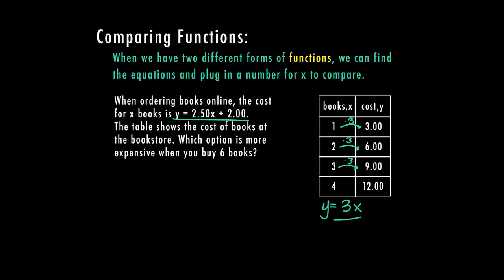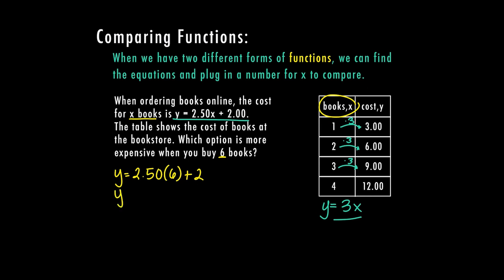All right, so now we want to figure out which option is going to cost more money when we buy 6 books. So we have to take each equation and plug in the number 6 for our x. The reason I'm plugging in 6 for the x is because x represents the number of books. You can see that labeled here on our table, and it also tells us in the sentence, the cost for x books. So that means that x is for the books. And I did go ahead and just put 2 here instead of $2 because I don't need the zeros.